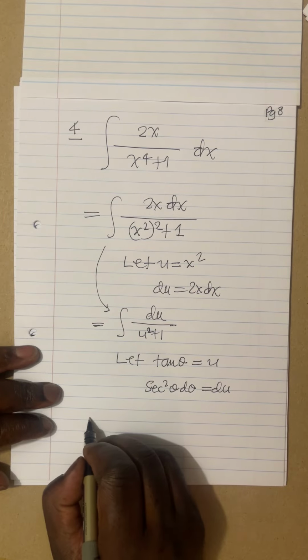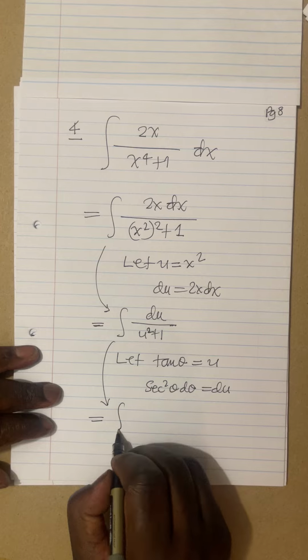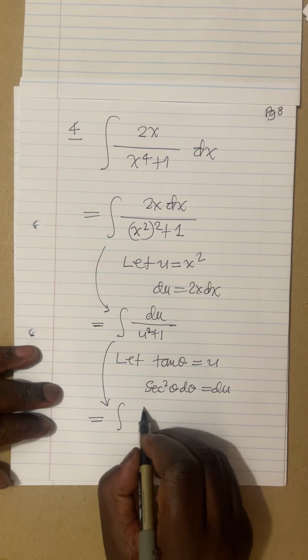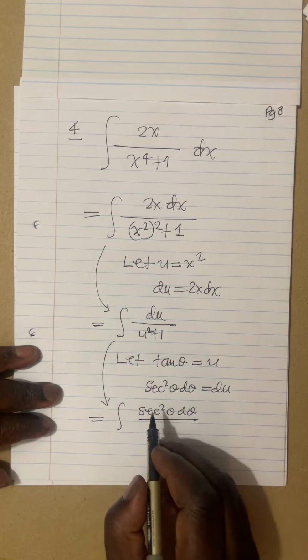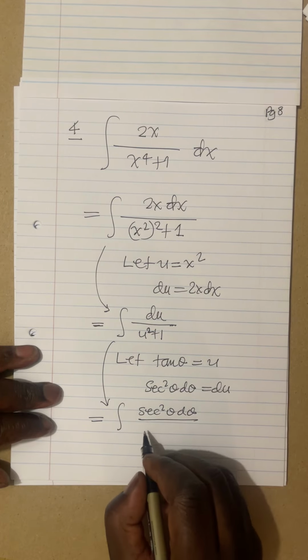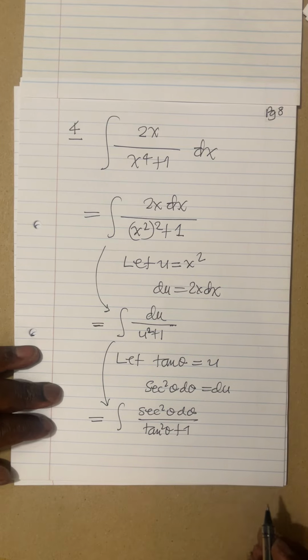Coming back here, that integral is going to be the integral of, in the numerator, sec squared theta d theta. In the denominator, I'm going to have tan squared theta plus 1. This is actually sec squared.